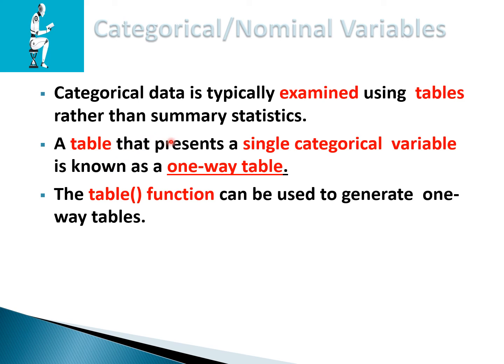In the previous lecture, we discussed the summary function, which is used to depict the statistical measures of a numerical feature. But in the case of a categorical variable, instead of the summary function, we have another function called the table function. A table representing a single categorical variable is known as a one-way table. The table function can be used to generate one-way tables.